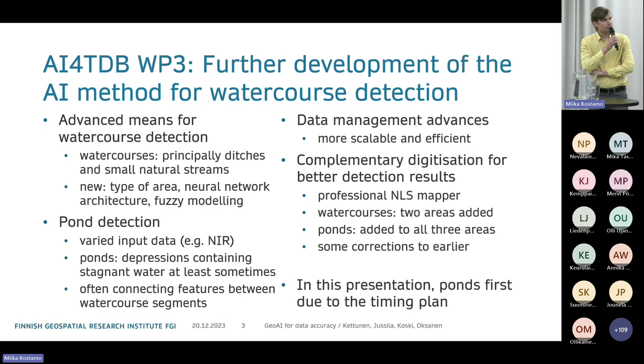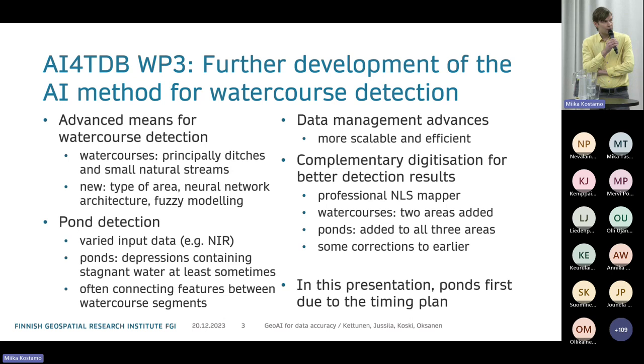These were the works for this year for the hydrographic detections. First of all, advancing the means for watercourse detection that already began last year in the ATMU project, principally recognizing ditches and small natural streams. For this year's developments, some new types of areas were added, neural network architectures were tried in a different way, and fuzzy modeling was added in a couple of phases of the recognition process.